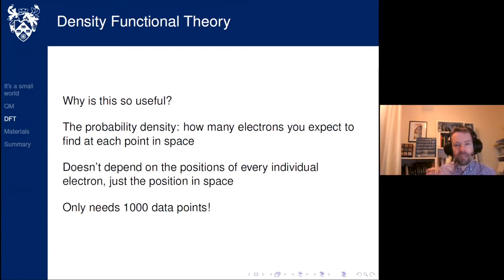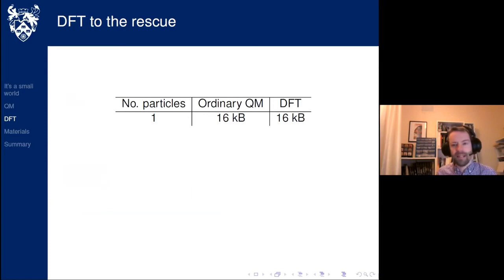Because it only depends on 3D space, if I've split space into a 10 by 10 by 10 grid, like I did in my earlier example, it has 1,000 data points. Not 1,000 data points per particle, just 1,000 data points. And that means that the storage scales very, very nicely with particles. So here's the same table I showed you earlier with the storage for ordinary quantum mechanics, and now with density functional theory. So if I only have one particle, there are no other particles to interact, so they both take 16 kilobytes. They both need my 10 by 10 by 10 grid.